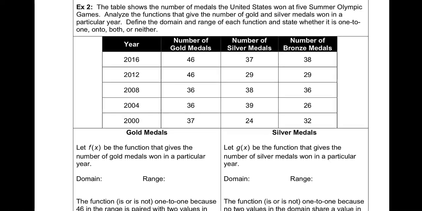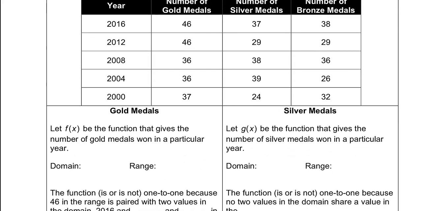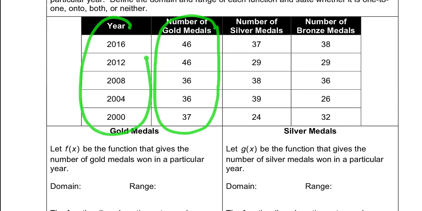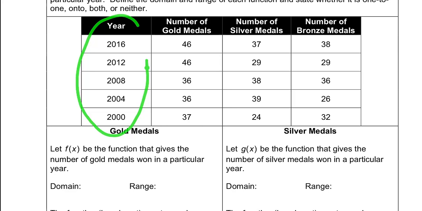So you can see here we have this information. Now, for gold medals, let's look at gold medals, then we'll look at silver medals. We'll look at them separately. So gold medals, we are looking at this data right here, and we're using the years right here. Does that make sense? And then when we go to do silver medals, we'll use the same years, but we'll use this column. Clear? So let's take a look.